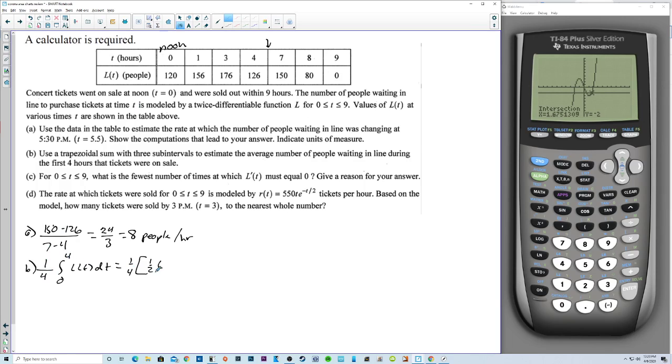And 0 to 4. 1/2 times from 0 to 1 is 1. So our first trapezoid has a height of 1. Then 120 plus 156. Then plus 1/2 times 1 to 3 is 2 units. And that's 156 plus 176. 176. And then plus 3 to 4 is 1. So 1/2 times 1, and then 176 to 126.